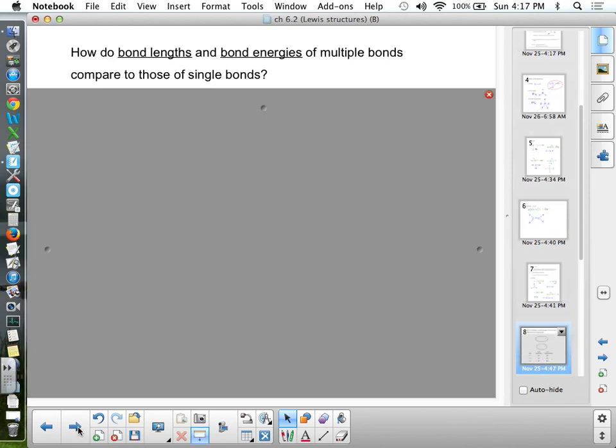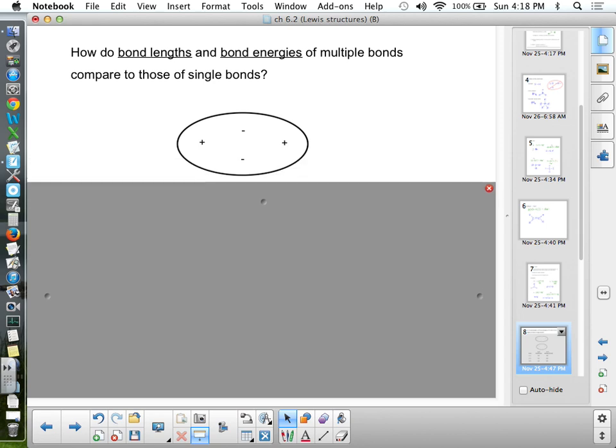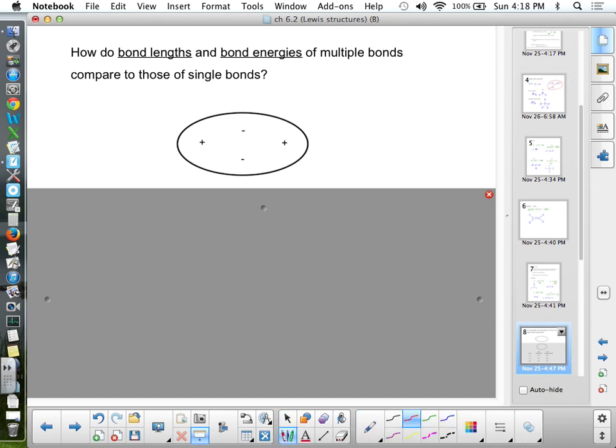So one question that arises is, how would you predict that the lengths and energies of multiple bonds would compare to those of single bonds? Well, keep in mind what's holding a covalent bond together. If I represent a carbon-carbon single bond by this little picture where I've got positive charges to represent the nuclei and negative charges to represent the electrons, remember that the ultimate source of the bond is the mutual electrostatic attraction between the positively charged nuclei and the negatively charged electrons.